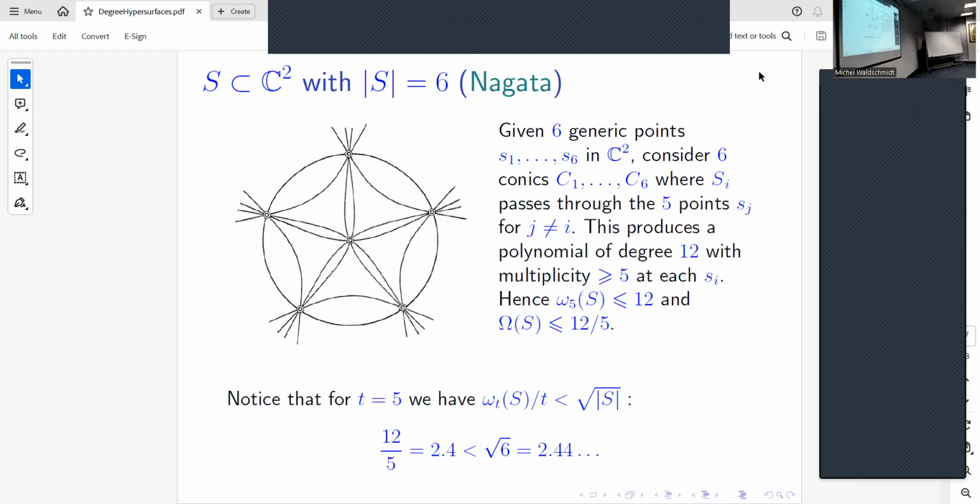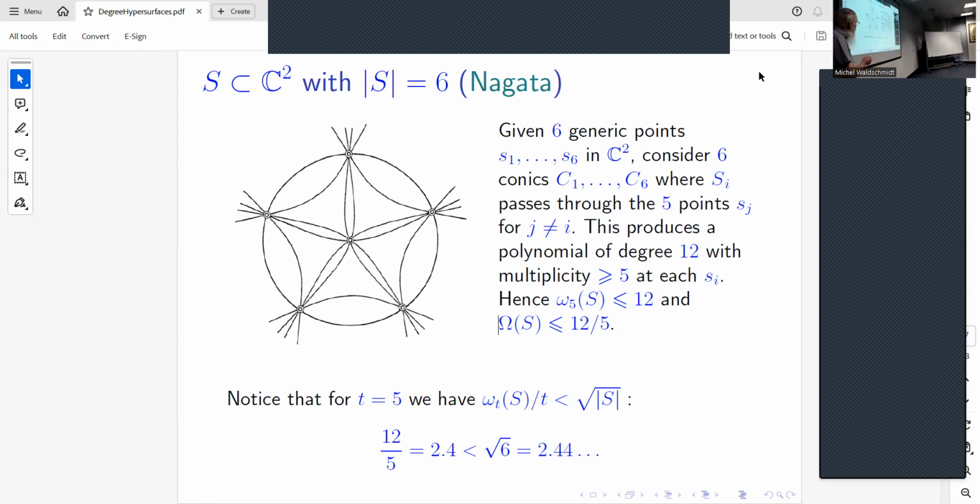And this case of 6 points was studied by Nagata. And Nagata made a very clever remark, which is that if you take 6 points in general position, which means that omega t of S is the maximum, then for each of the 6 points, you have 5 remaining points, and you have a conic which passes through them. So you select one point, and you have a conic which passes through the other points.